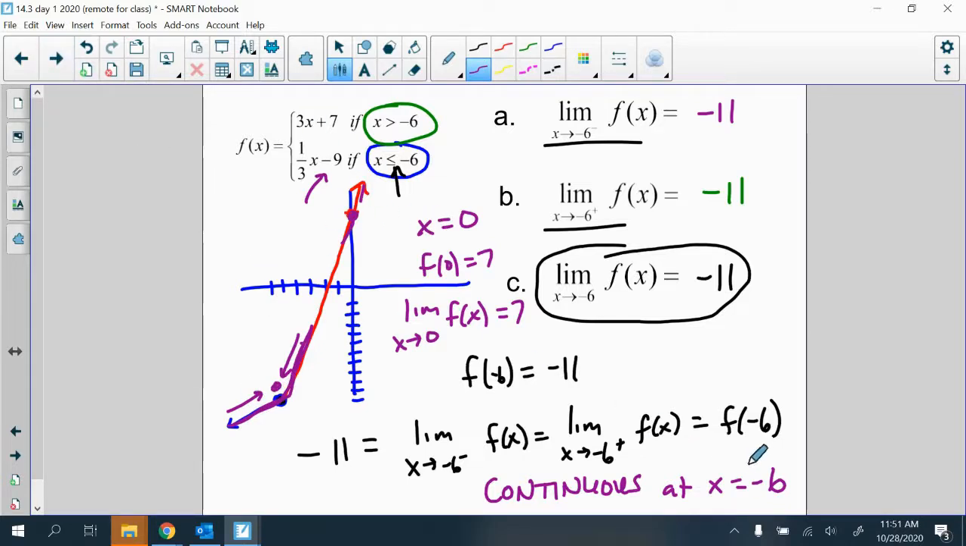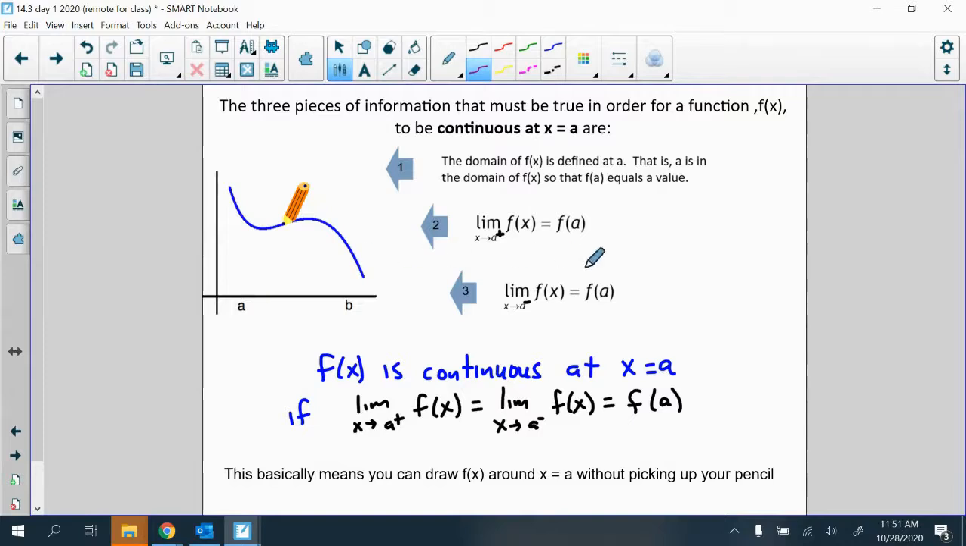But the main problem that we had was at -6, because that's where we had some sort of possible debate, because we had some sort of issue at -6. So that's why we were investigating it there. A function is continuous at a value if the domain is defined there. So therefore, f of a equals some number.